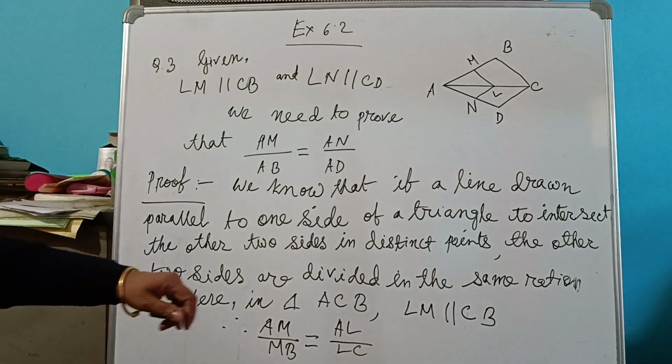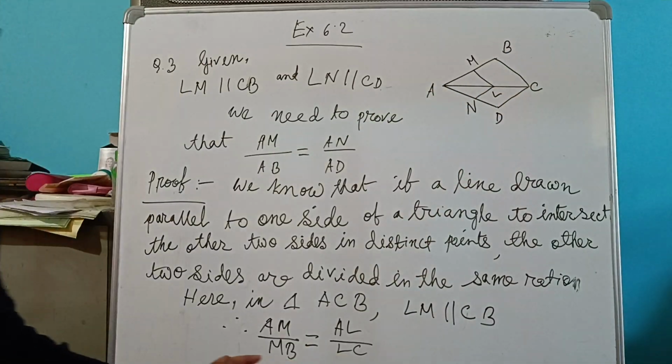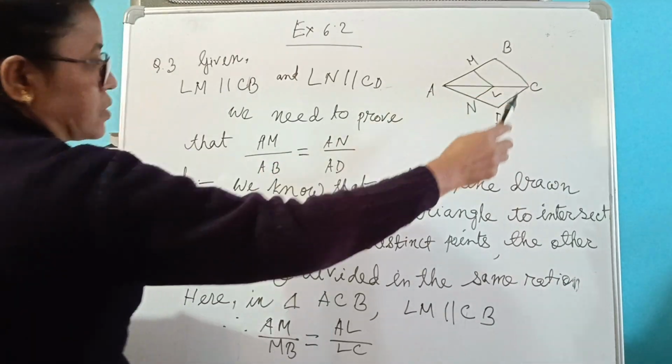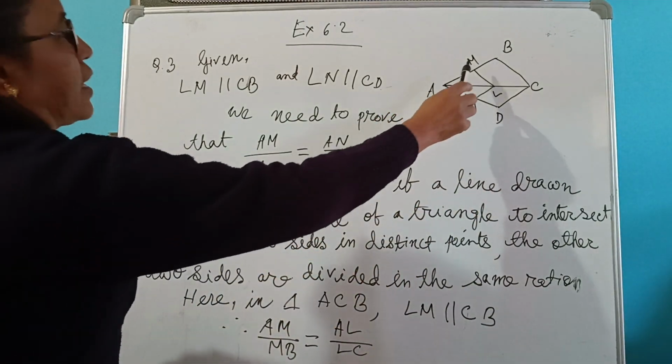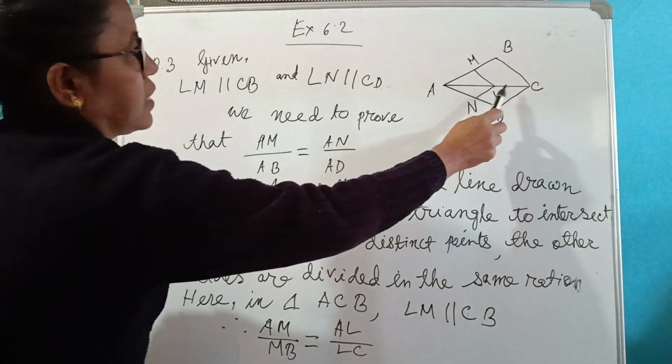Here in the figure, this is a triangle ACB. Here it is LM parallel to CB. Therefore, AM by MB is equal to AL by LC.